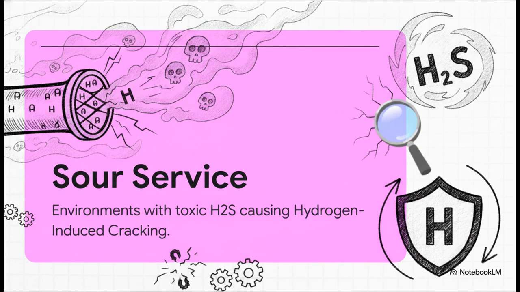So, what makes sour service so incredibly dangerous? We're talking about environments heavily contaminated with highly toxic hydrogen sulfide, or H2S. It acts as an invisible enemy. The hydrogen atoms are literally small enough to slip right into the molecular structure of the steel. They make it brittle, causing it to secretly crack from the inside out, a nightmare known as hydrogen-induced cracking. This is exactly why Annex H is so strictly enforced.